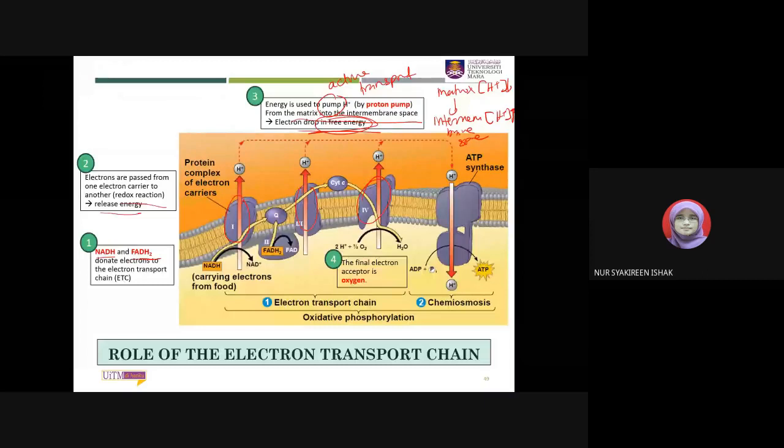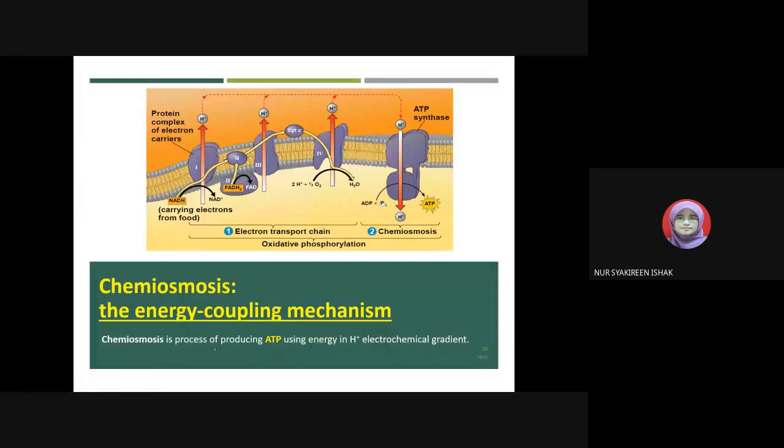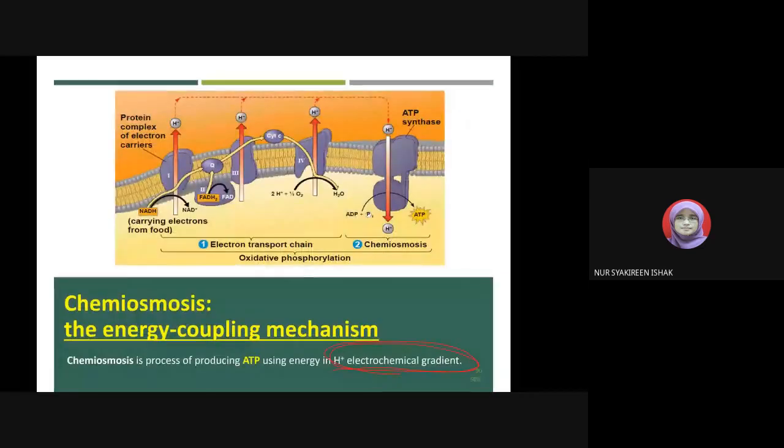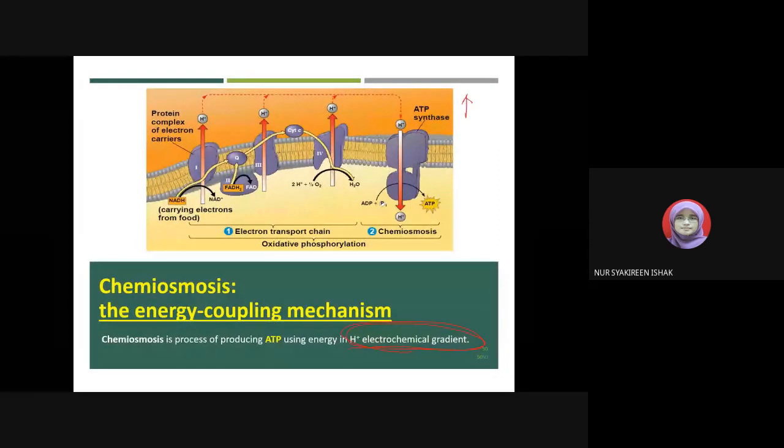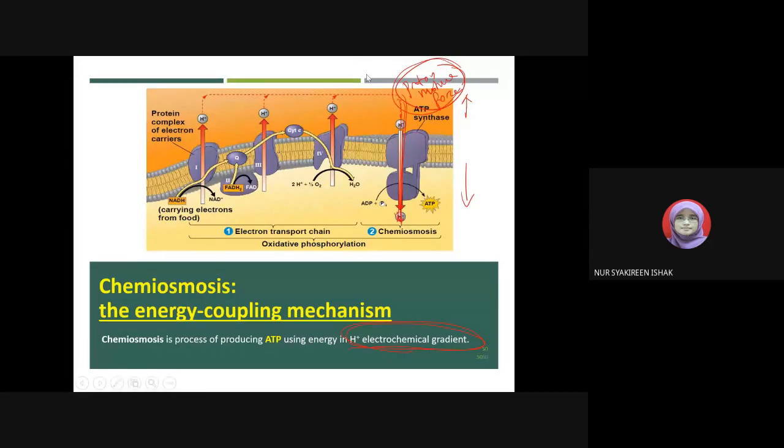Maksudnya as it passes from one carrier to another carrier, the electron releases energy, okay, for chemiosmosis to occur to produce ATP molecule. Okay. So chemiosmosis is producing ATP using energy in the proton electrochemical gradient. Ni lah kan perbezaan hydrogen ion concentration. Okay. High in the intermembrane space and low in the matrix. So hydrogen ion diffuses down. So melalui dia akan menghasilkan proton motive force. Okay. The movement of the hydrogen ion provides proton motive force for the ATP synthase to synthesize ATP.